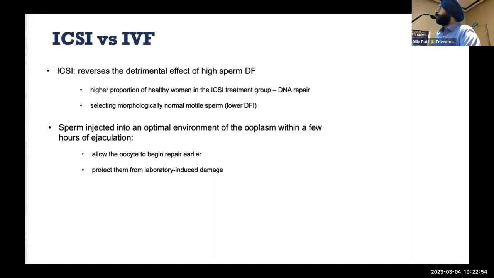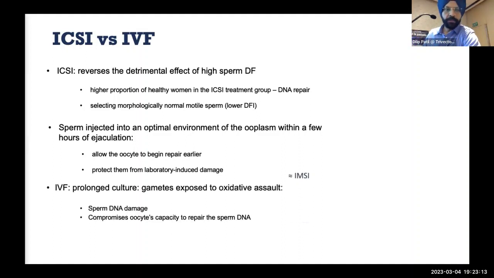If you compare it between ICSI and IVF, some authors say that ICSI works out better in cases of high DFI because you can directly put the sperm into the oocyte much earlier, and there is no iatrogenic, lab-induced damage, and you are able to select a morphologically normal sperm, which is supposed to have lower DFI.